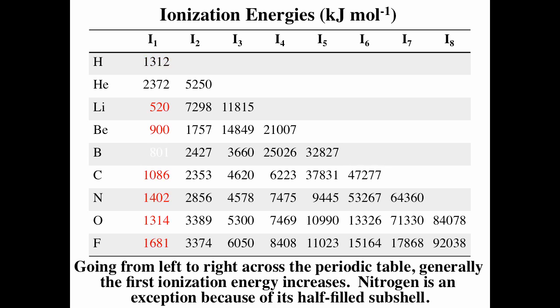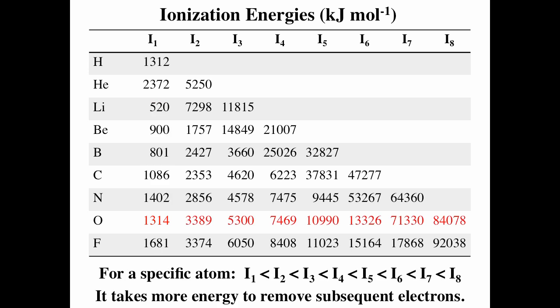Going from left to right across the periodic table, generally the first ionization energy increases. Nitrogen is an exception because of the half-filled subshell, which is a little bit extra stable. I1 is always less than I2, which is always less than I3, etc. And so we see that for the oxygen. And so as you go to bigger I, they get much, much bigger because actually the electrons are getting closer to the nucleus and there is less shielding.